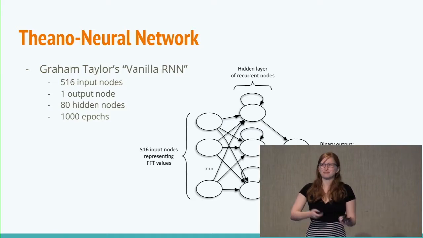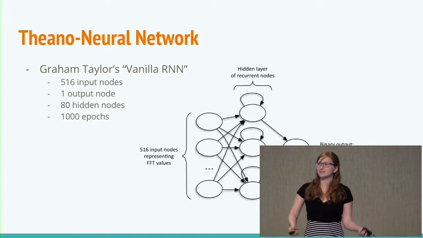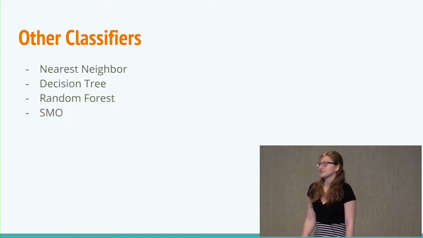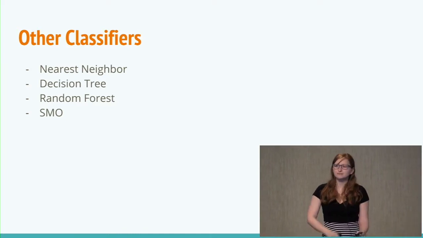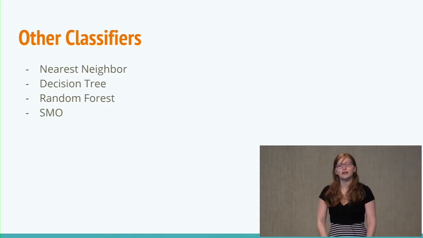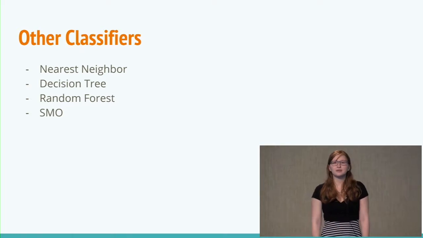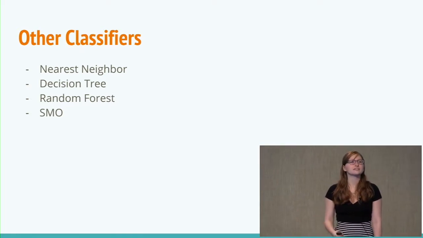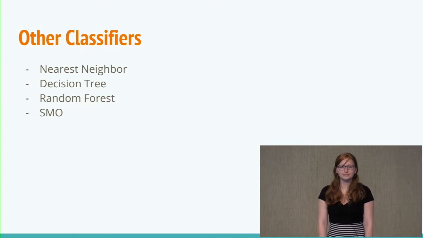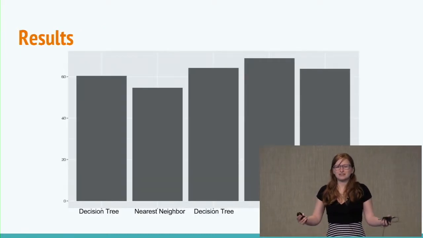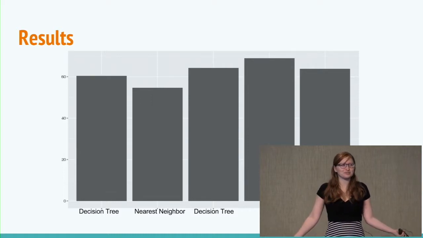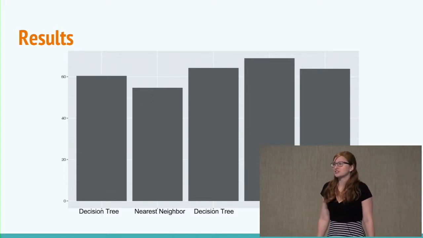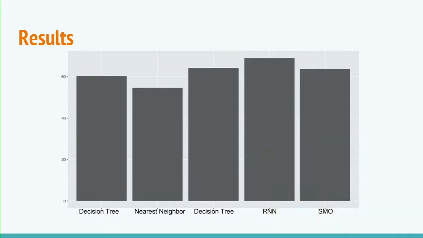But you can't just throw out a neural network and say, look how awesome this is. I did it on other classifiers, too. So I used Weka when I used these classifiers, but you can also use them in scikit-learn. I just personally, at the time, had a lot of experience with Weka. So I did it on nearest neighbor, decision tree, random forest, and sequential minimal optimization. And that left me with my RNN barely outperforming decision tree and SMO. Not the greatest results. And this is kind of where I originally stopped doing some of my research.